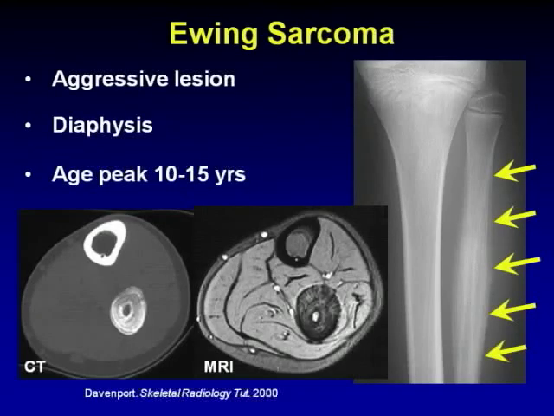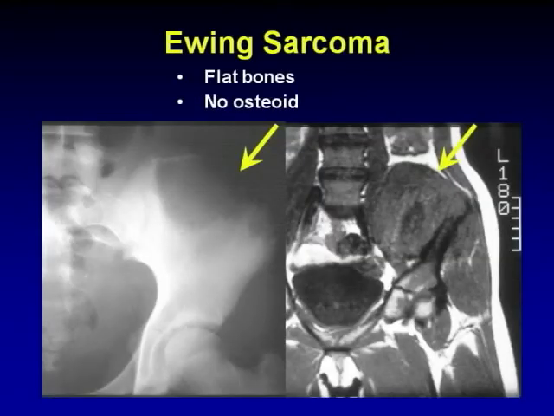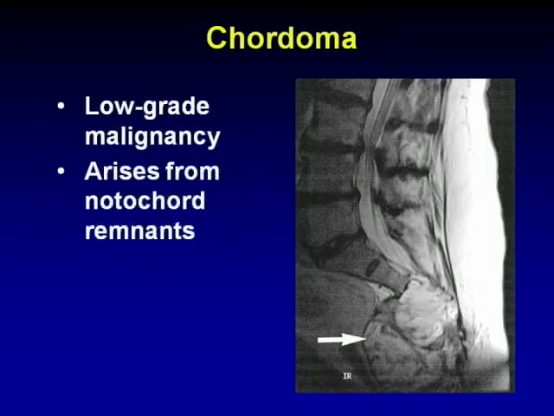Ewing sarcomas, of course, are aggressive lesions. In long bones, they tend to target the diaphysis with an age peak of 10 to 15 years of age. In flat bones, we see an aggressive lesion with often ill-defined margins, no matrix, no osteoid. What about chordomas? These are typically considered low-grade malignancies that arise from notochord remnants.